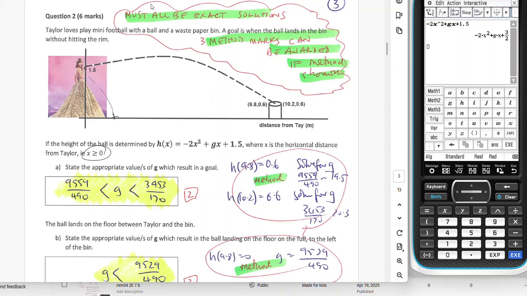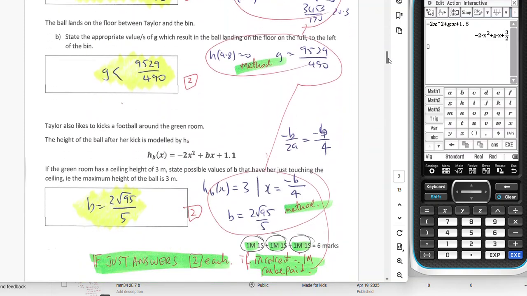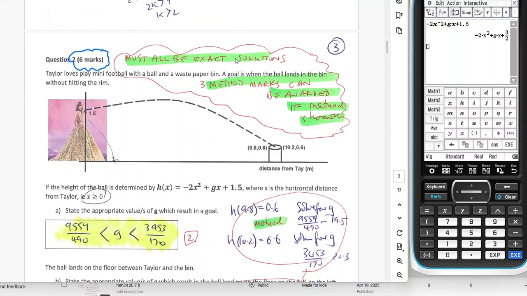Okay, question number 2. It's worth 6 marks. There's 2 comments to make about this. You'll notice that there is nowhere which says decimal answers are possible. Therefore, you must show exact answers. If you don't, you get 0.